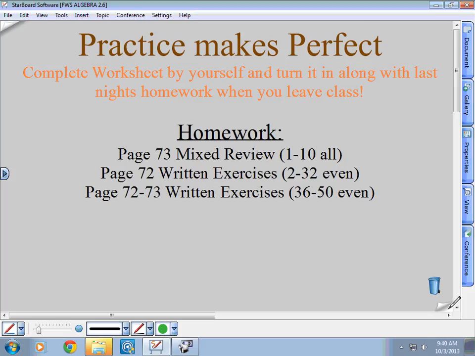Work on your sheets, please. You got 3 minutes. Get a couple problems done. Go. 3 minutes.